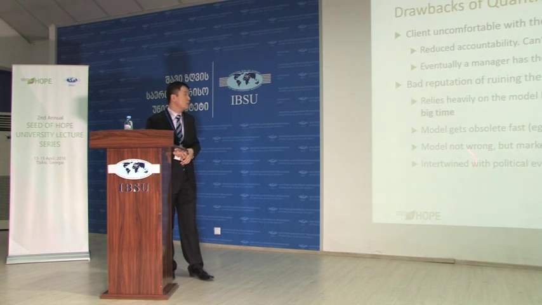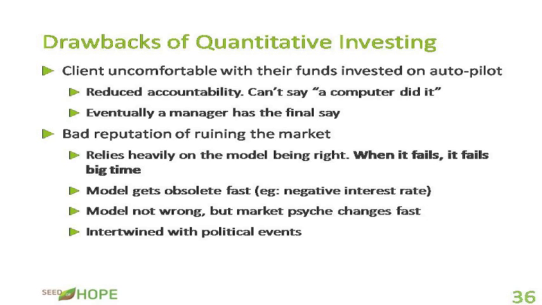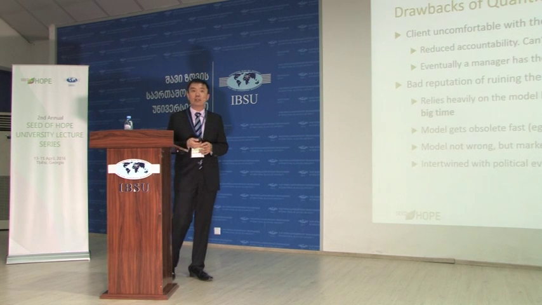It's not that our model is wrong at the time, but the market conditions change really fast. And eventually it's intertwined with global political events. For example, negative interest rates are so much related to all the political crises that have been happening in the last 10 years. Right?